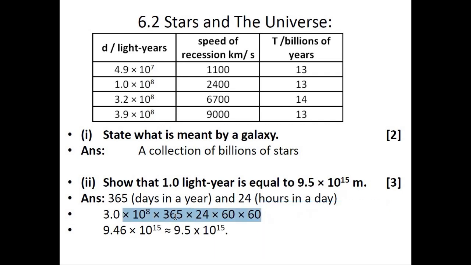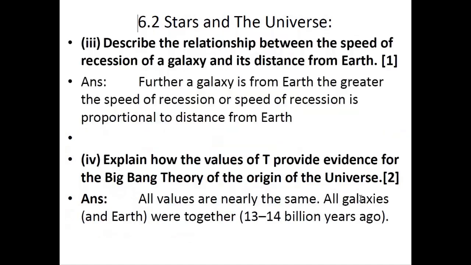This multiplication gives you the number of seconds in a year, and when you multiply it with the speed of light per second, you get your final answer, how much light travels in 1 year, and that comes out to be 9.46 times 10 to the power 15, or you can round it off to 9.5, hence proved.